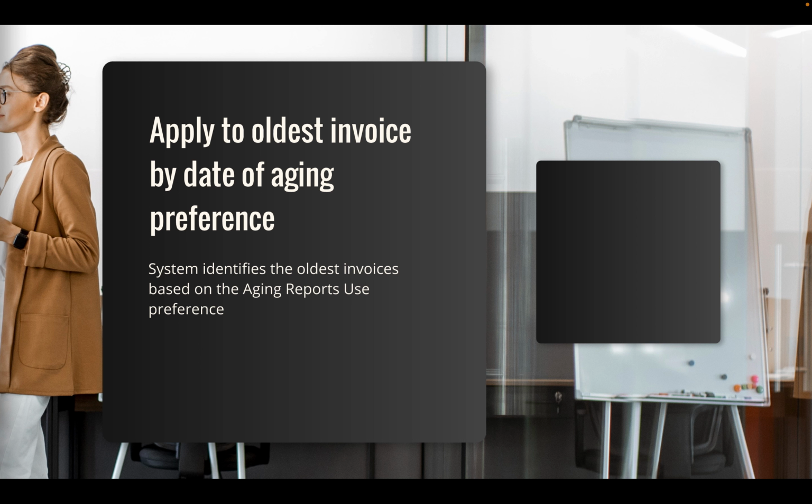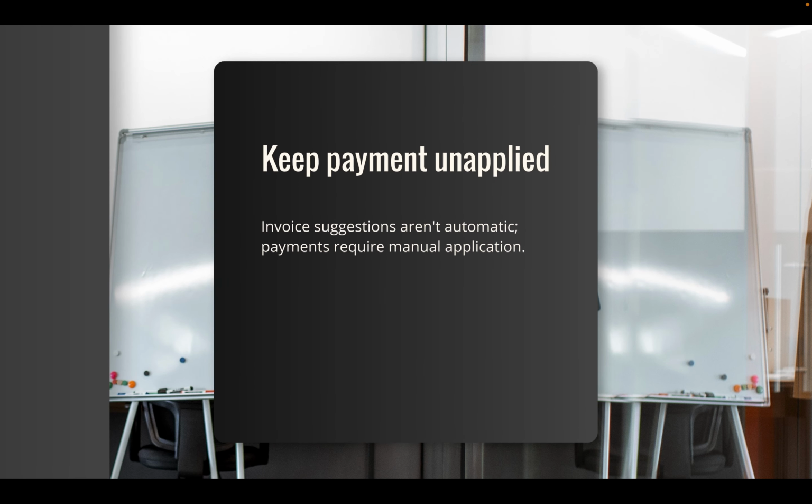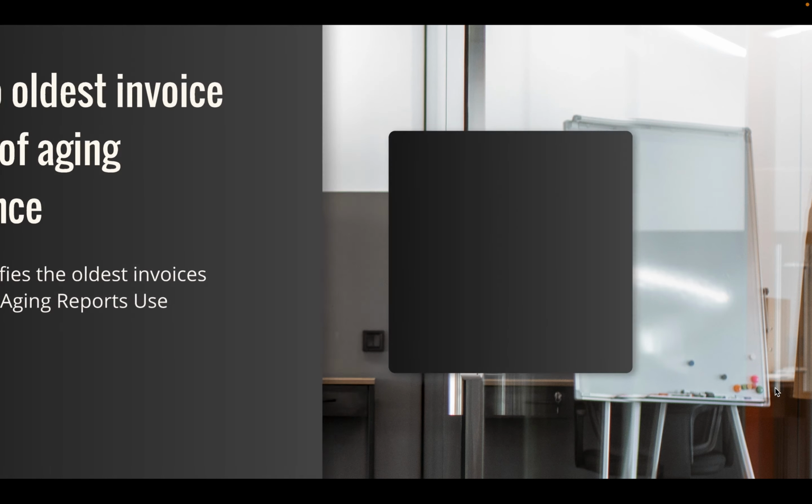Like discussed now, using this option, the system identifies the oldest invoices based on the aging report's use preference, while the earlier one can have the ability to choose based on the payment amount and by the oldest record. And the last option we have in this preference is keep payment unapplied. By choosing this option, invoice suggestions for payment applications are not displayed automatically, and payments must be manually applied to the relevant invoices. So we have covered the prerequisites and purpose of automatic cash application so far, Tina.